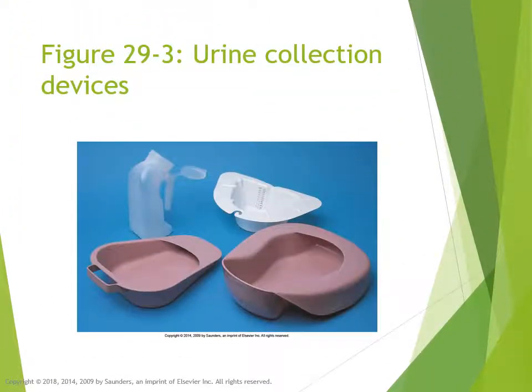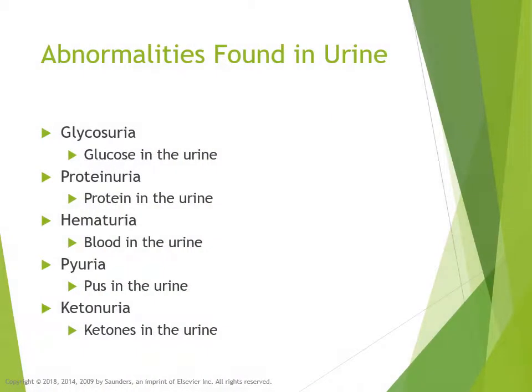You can find this Figure 29.3 in your textbook on page 545. This is a picture of urine collection devices. Box 29.2 in your textbook on page 545 shows some common abnormalities found when conducting a urinalysis. Please familiarize yourself with these terminologies.